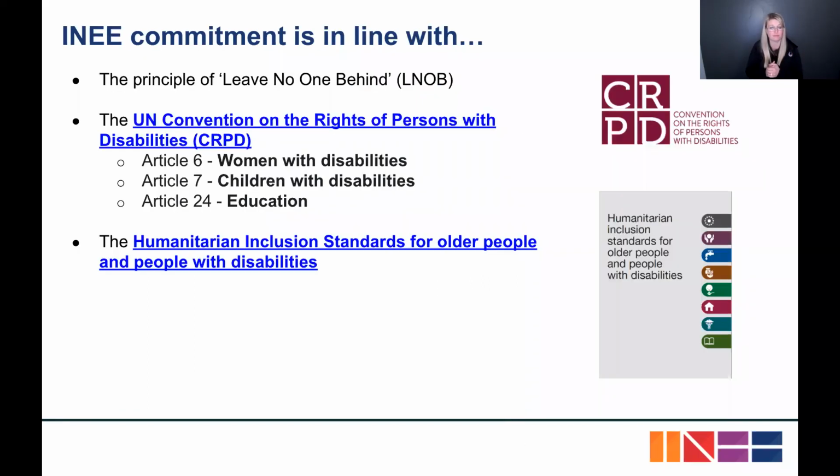Last but not least, we would like to highlight that the INEE commitment and work is in line with the principle of leave no one behind, the UN Convention on the Rights of Persons with Disabilities, UNCRPD, especially Articles 6, 7, and 24. Article 6, related to women with disabilities. Article 7, children with disabilities. Article 24, education. And the humanitarian inclusion standards for older people and people with disabilities.